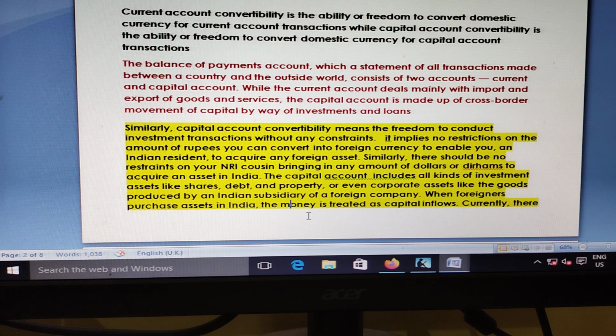Capital controls are used by the state to protect the economy from potential shocks caused by unpredictable capital flows. Capital account convertibility means freedom to convert local financial assets into foreign ones at a market determined exchange rate.